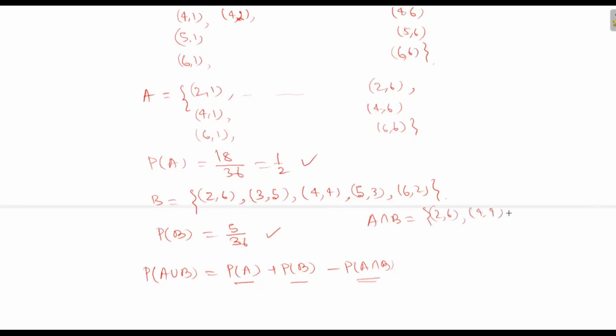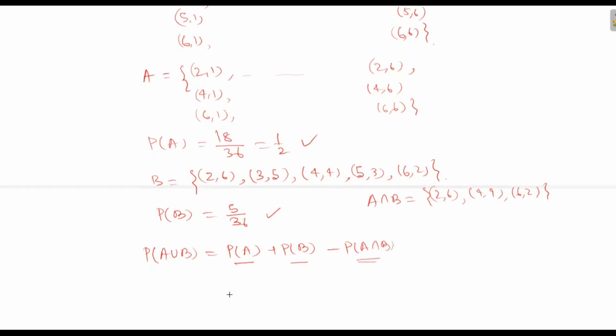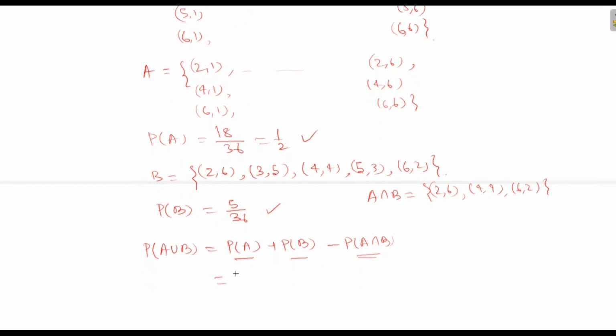4,4 and 6,2, right? So what will be the values here now? All right. So this will be how much? 18 plus 5 minus 3. So that will be 20 upon 36. So that will be 5 by 9.